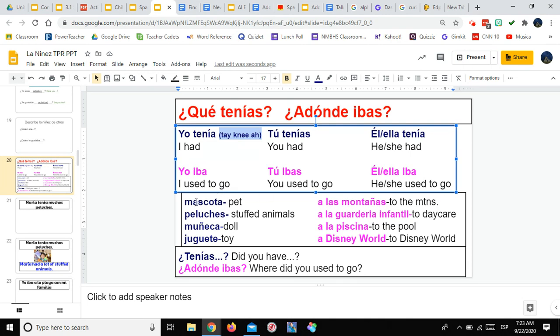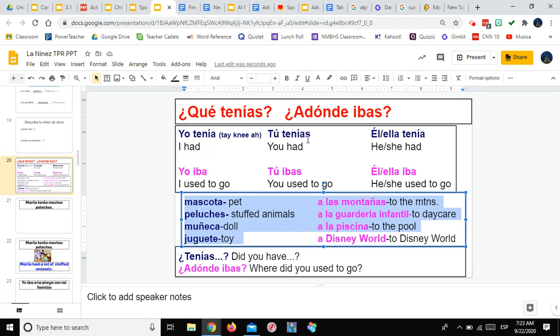So you can use this with all this vocabulary down here. We have mascota, pet, peluches, stuffed animals, muñeca, doll, juguete, toy. We also have a lot more vocabulary on your little lesson slide that's attached to this lesson, so check that out. Life as a child. You've got toy cars, toy trains, all that stuff. So those are the things you can use with things you had as a kid. So yo tenía, I had.